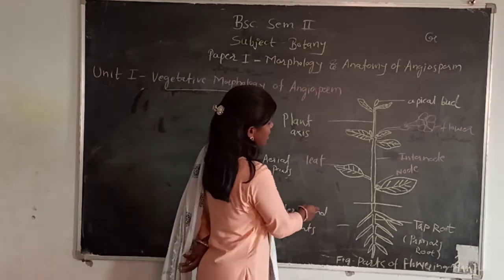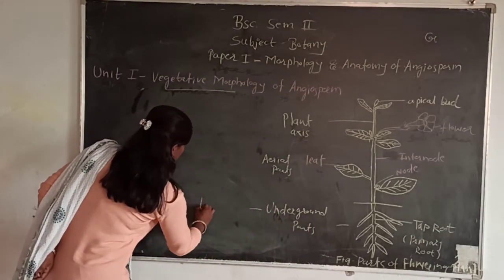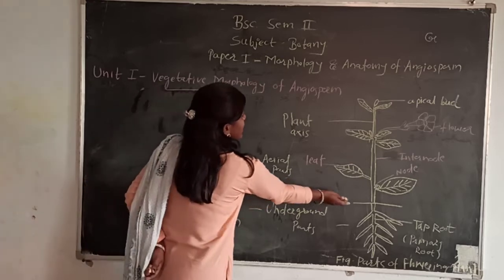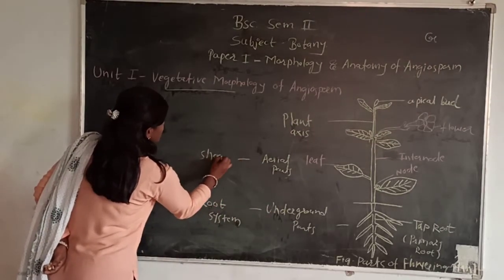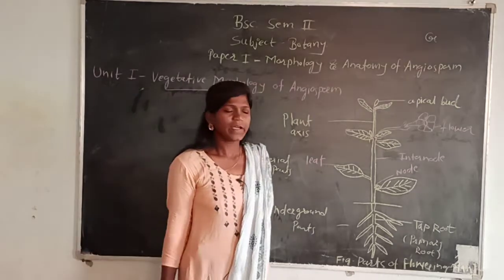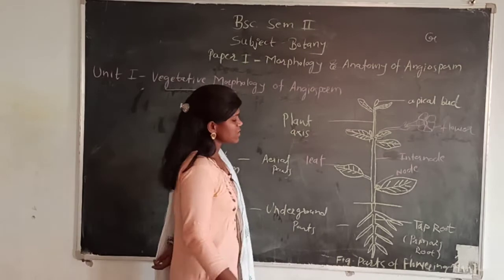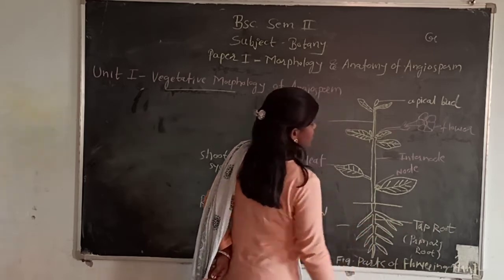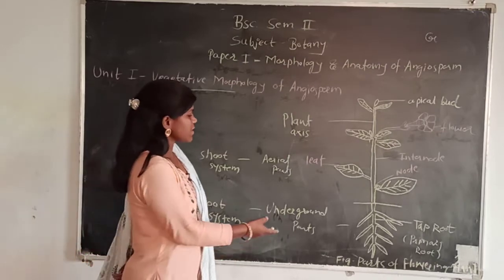The underground parts form the root system, and the aerial parts, meaning the above-ground parts, form the shoot system. So what are the root system and the shoot system? The root system produces a root as well as lateral branches. Here is the root, and the root forms many lateral branches. Therefore it is called the root system because it bears a root.